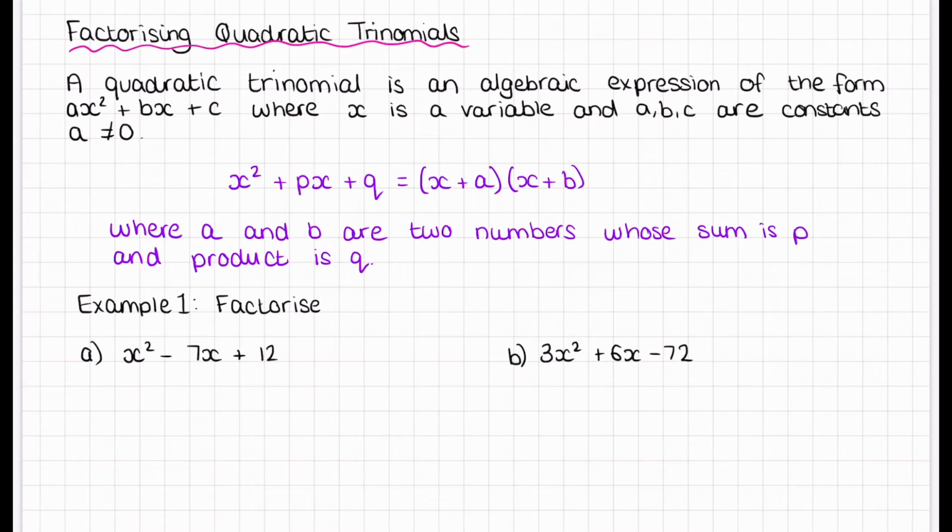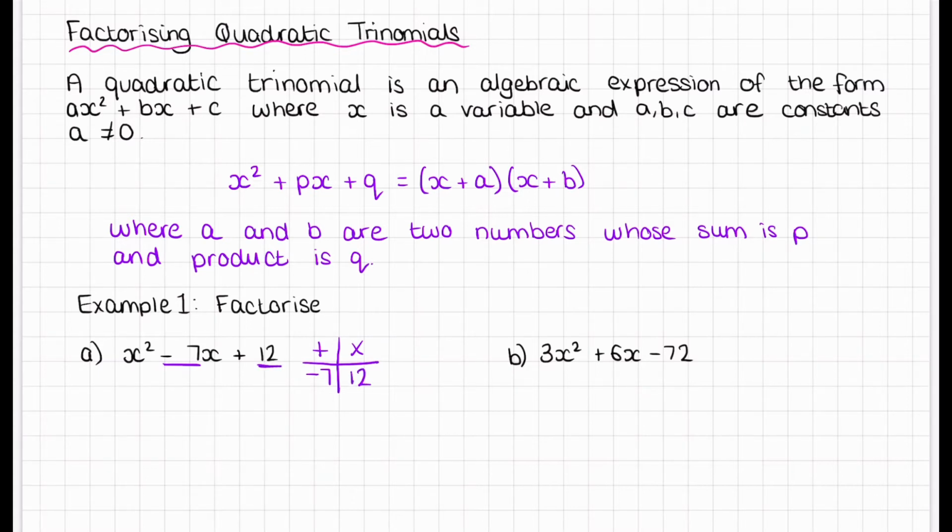Example: we're going to factorise x squared minus 7x plus 12. First thing we want to do is work out what our product and sum are going to be. So our sum is our b value, the value in front of the x in the middle, which is minus 7, and our product is our c value, the value at the end, which is 12.